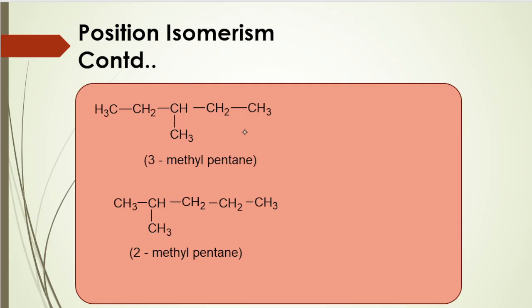If we consider this particular example, this is having 5 carbons and this is also having 5 carbons. That is, the main chain size is the same. Main chain size is the same in the case of position isomerism, but if we consider the substituent like CH3, the position of CH3 is different. In the first case it is 3 methyl pentane, in the second case it is 2 methyl pentane.